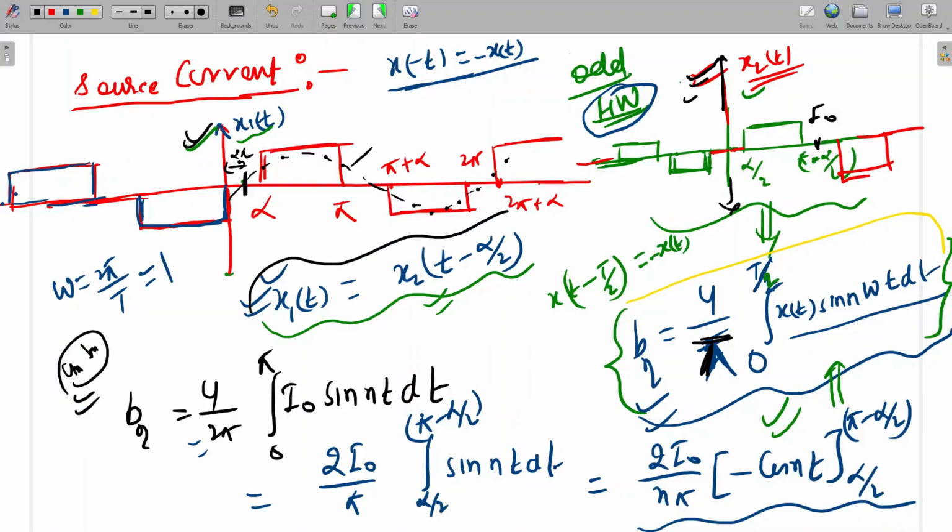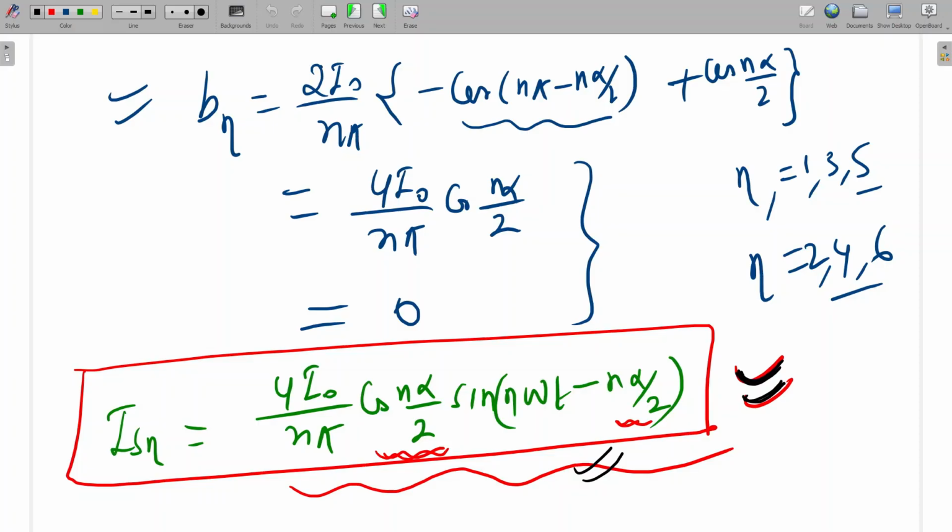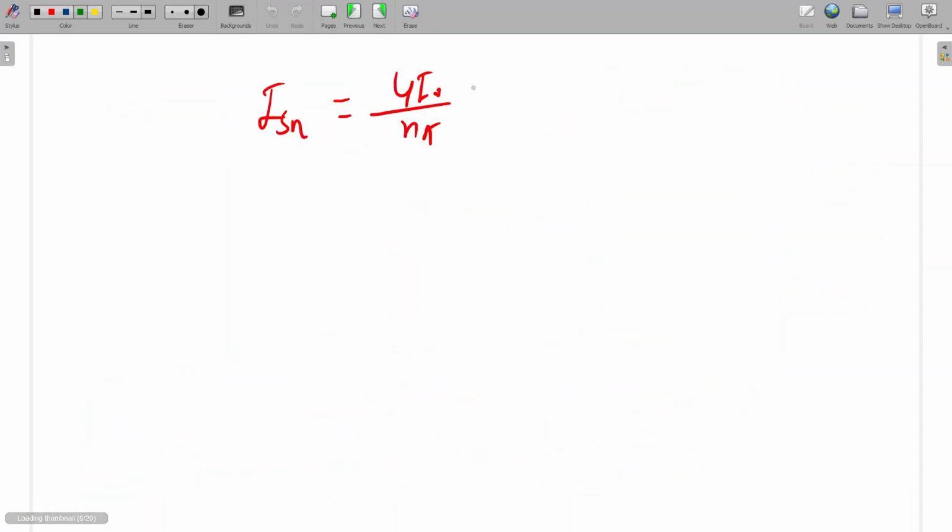But we already have this relation, x1(t) is equal to x2(t minus alpha by 2). So x2(t) I know, and x1(t) I can write by putting minus alpha by 2 here. So this will be x1(t), which means the Fourier of the main source current. Is it clear now? Yes, sir. Okay, so ISN will be 4 I naught upon n pi cos n alpha by 2 sin. For the fundamental, n will be 1, so 4 I naught upon pi sin of omega t minus alpha by 2. So this will be the fundamental.